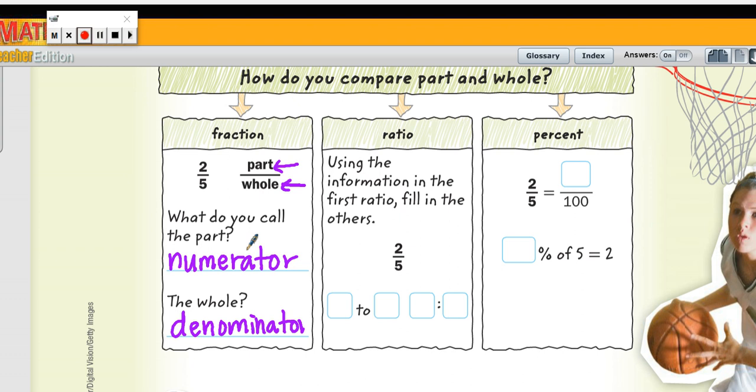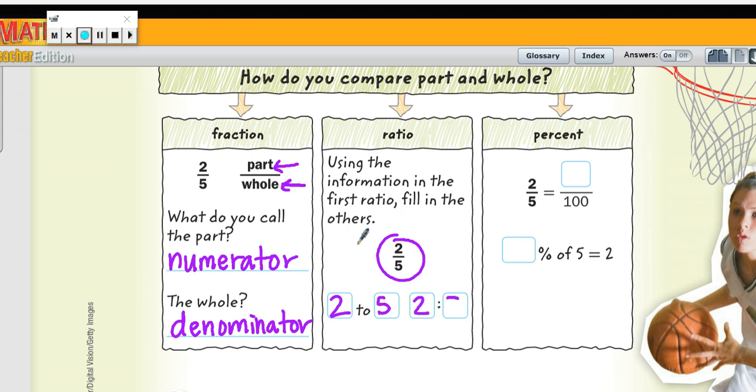Ratios, we just started talking about this year. So we can have a ratio that's 2 to 5, comparing 2 of something to 5 of something else, or 2 of something out of a group of 5. We can also write that other than fraction form, which is this, in word form, 2 to 5, or using a colon, 2 to 5.